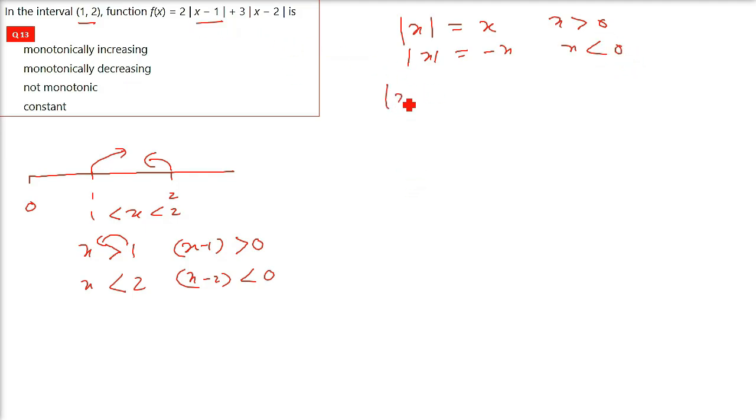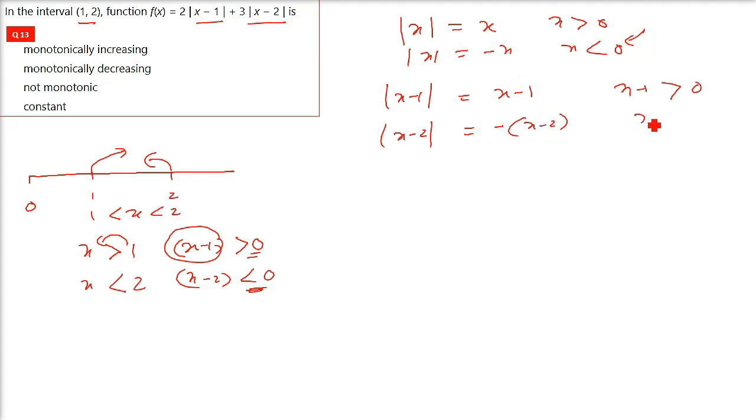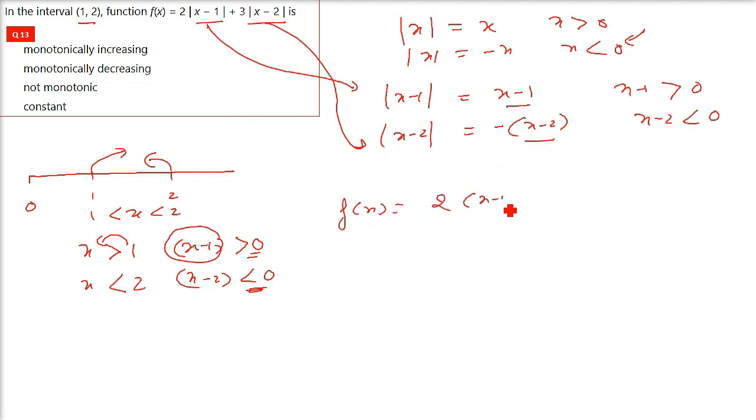Coming to mod x minus 1. See, x minus 1 is greater than 0, I just showed it. So modulus of x minus 1 is x minus 1 only because x minus 1 is greater than 0. Mod x minus 2 is less than 0, so this is going to be minus (x minus 2). I've shown that the value is between 1 and 2 only. So these two you have to replace: mod x minus 1 by x minus 1 and mod x minus 2 by negative (x minus 2). So 2 into (x minus 1) plus 3 into negative (x minus 2).